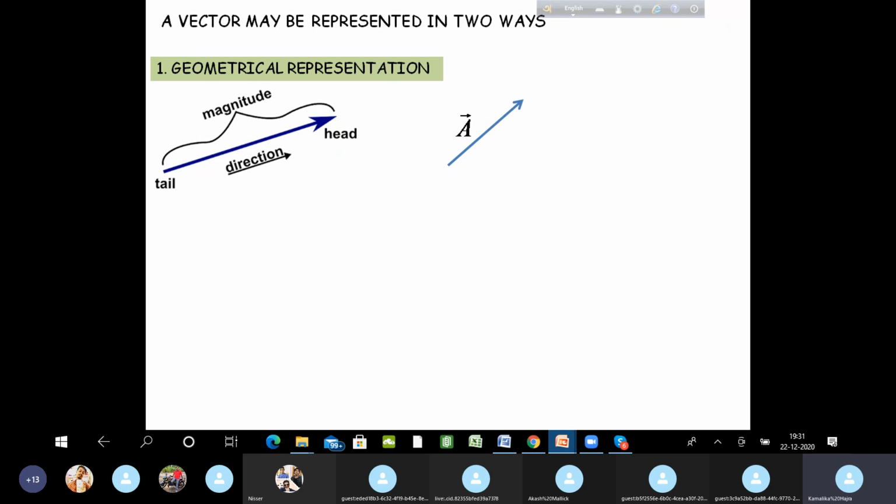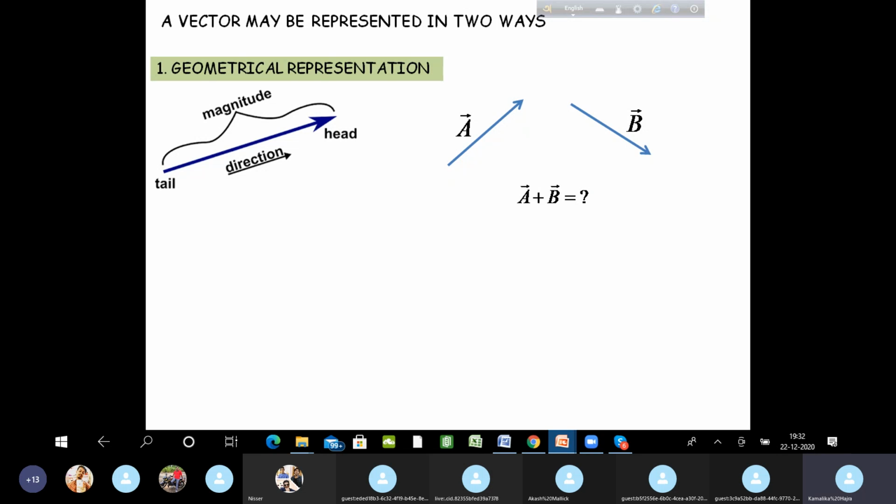So suppose you have a vector A like this. The length of this line segment is the magnitude of the vector A, and the direction of the arrowhead on this line segment gives you the direction of the vector A. And we have another vector B. Once again, the length of the line segment is the magnitude of the vector B, and the arrowhead gives you the direction of the vector B. Now, suppose you are asked to add the vectors A and B. How will you add them?